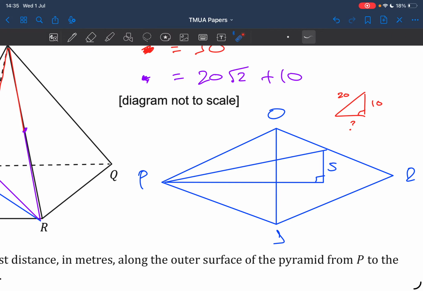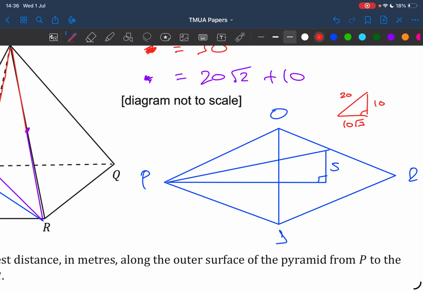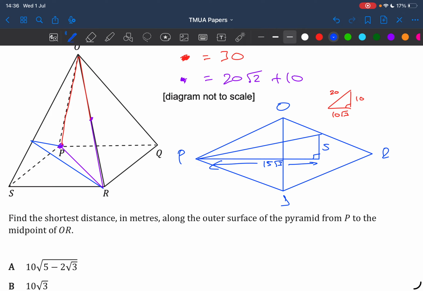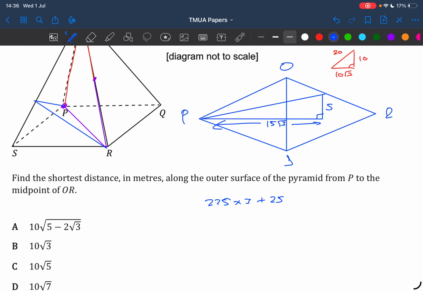So what's that side? Well, 400 take 100 is 300. So it's 10 root 3. So this bit is 10 root 3. And we want another half of that. So altogether, 15 root 3 from there to there. So if we want to find the length then, we can think about doing 15 root 3 all squared, which is going to be 225 times 3 plus 25. This is 675 plus 25, which is 700. So we want the square root of that. So it's 100 times 7, so 10 root 7.